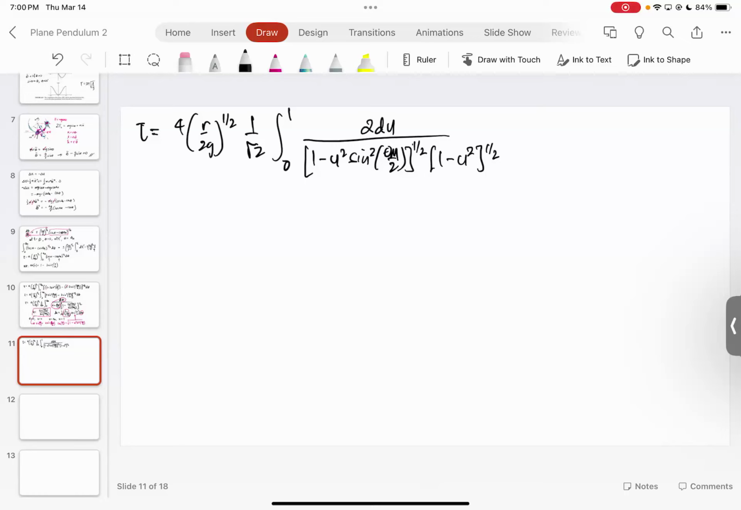Hindi pa, di ba? Actually, yan na yung elliptic integral. Well, almost. Hindi pa yan yun. May isa pa tayong transformation na gagawin. Yung isang transformation na gagawin is yung u, gagawin nating sin phi.